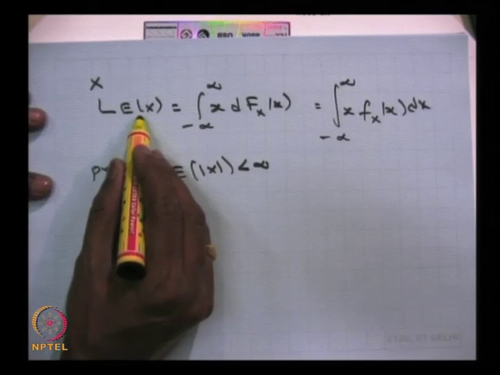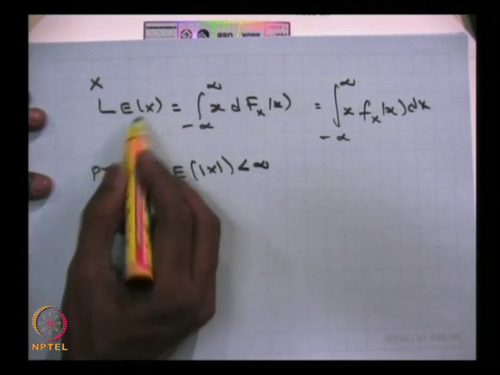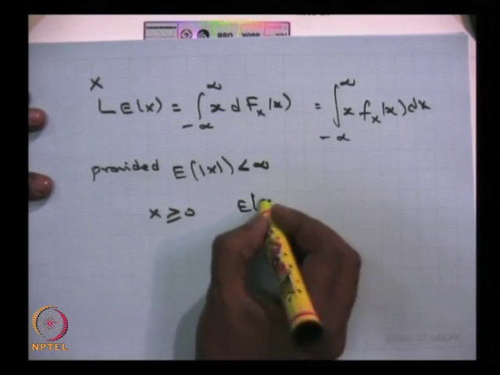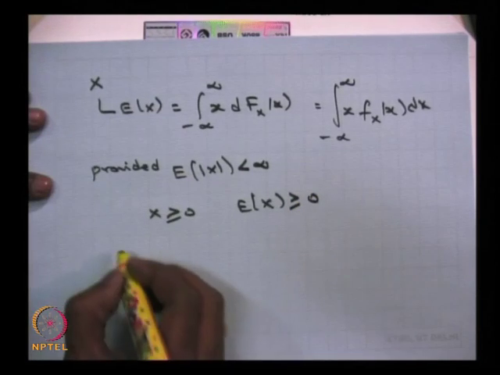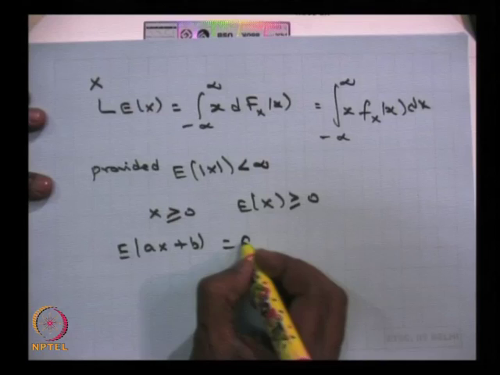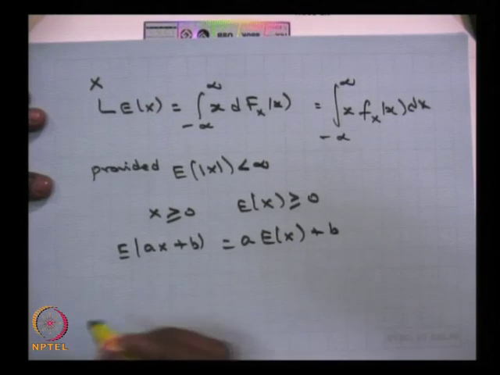The expectation of the random variable has a few properties. It is always a constant; it is not a random variable. If the random variable x is greater than or equal to 0, then the expectation of x is always greater than or equal to 0. And the expectation has the linear property, that is, the expectation of a times x plus a constant is a times the expectation of x plus the constant.